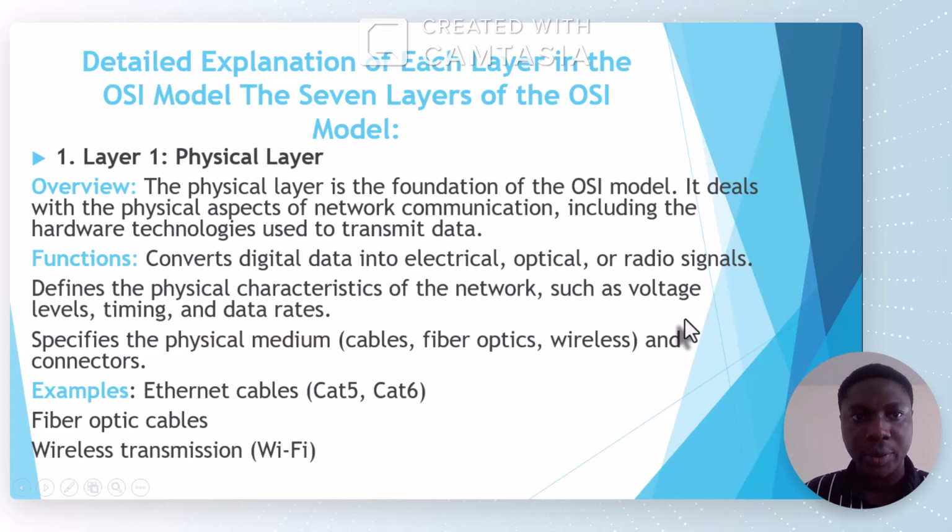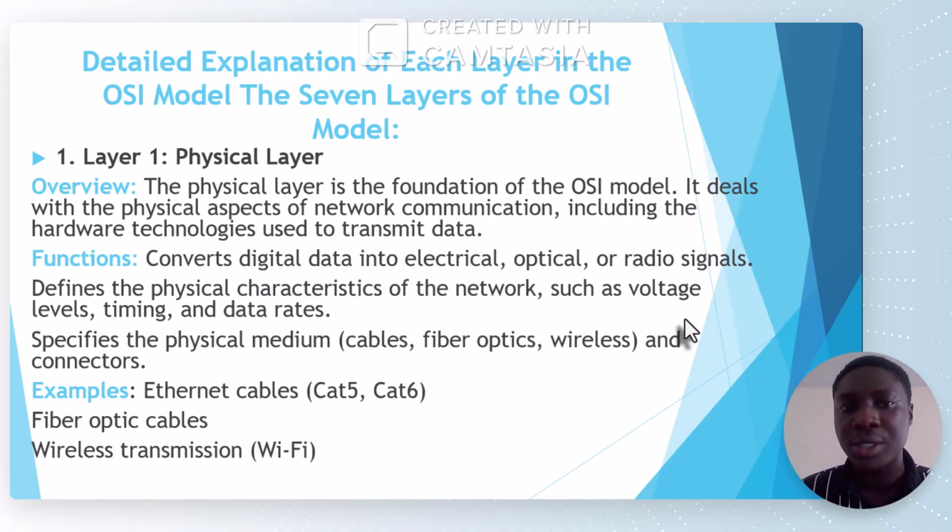We'll be going for a detailed explanation of each layer in the OSI model, the 7 layers. We have the physical layer, which deals with the physical aspect of network communication, and it includes the hardware technology used to transmit data.